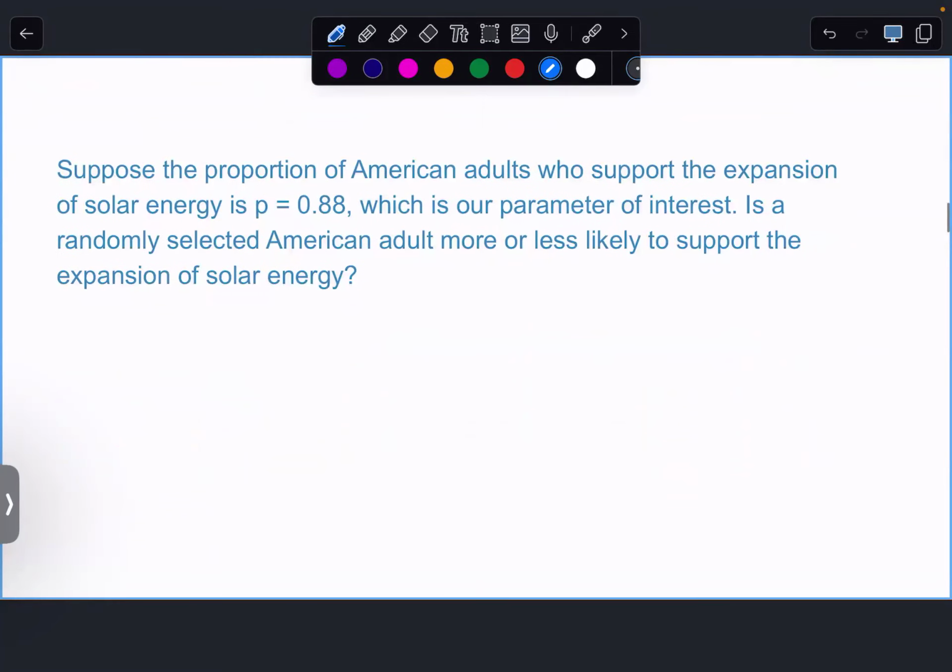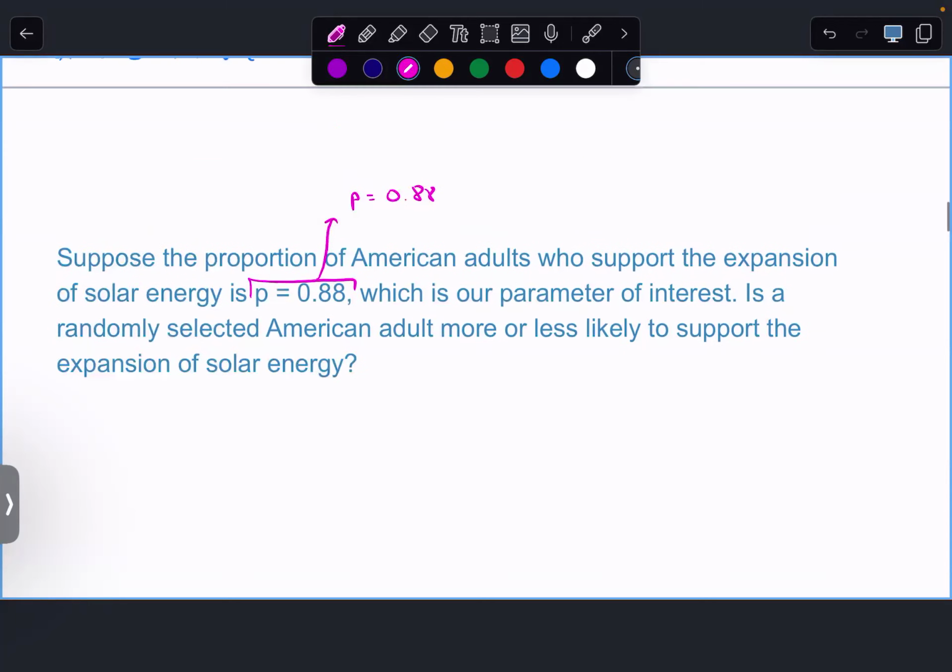As an example, thank you. Brand new example, which isn't super obvious. Suppose the proportion of American adults who support the expansion of solar energy is 0.88. P equal to 0.88. Now, P is what we're going to use for the population proportion, where P is the population proportion.